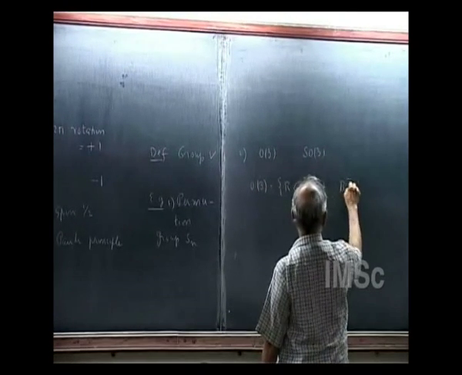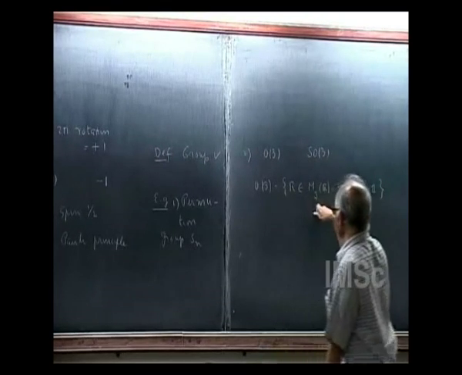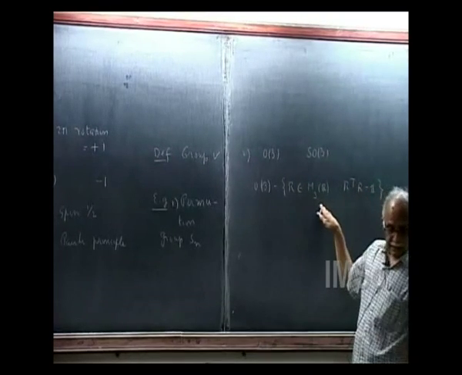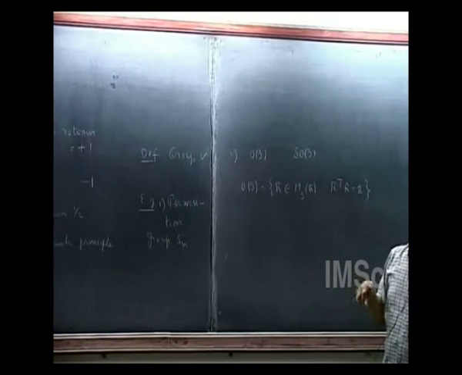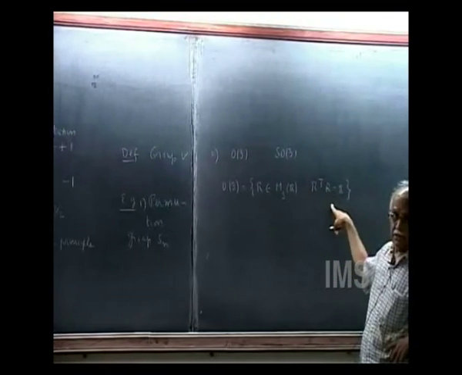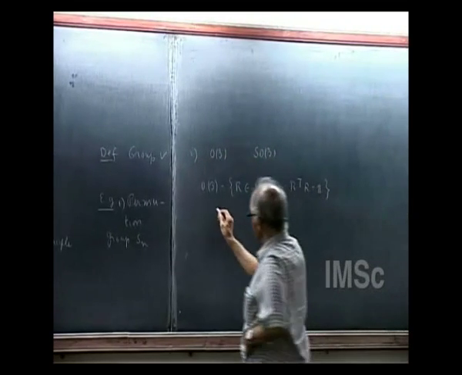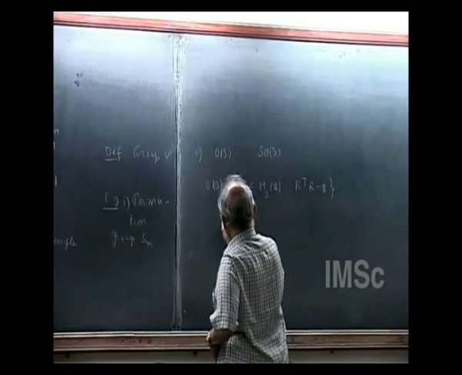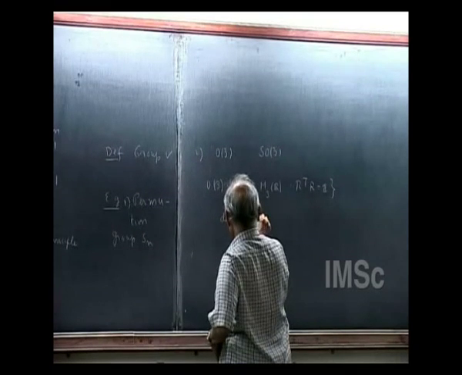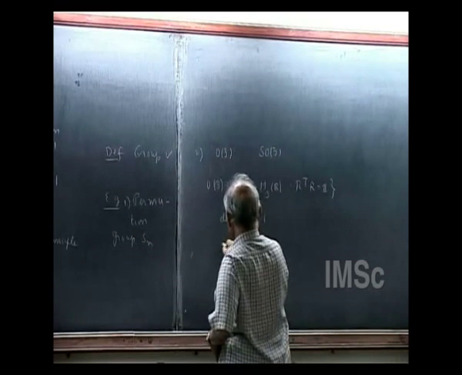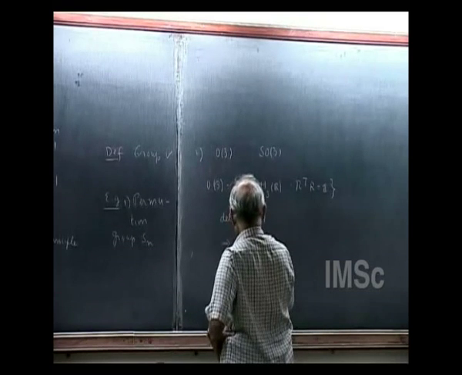R transpose R is 1. This simply means that this matrix is of size 3 by 3. R means it is real matrices of size 3 by 3 fulfilling this equation, and the rotation group consists of these things. And we saw that because of this equation, det R is plus or minus 1, which implies this O(3) can be written as a disjoint union.